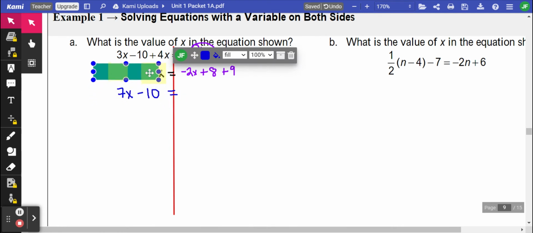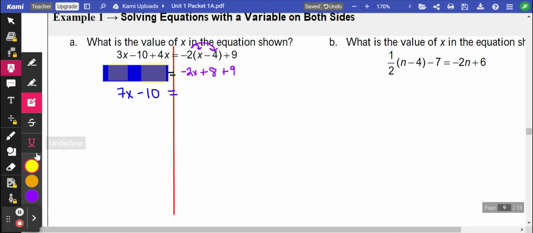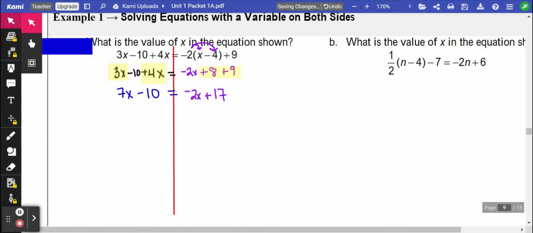I'm going to move this box over. We're going to ignore that side now, and we're going to focus on simplifying the right side. I noticed that I don't have any other x's, but I do have a +8 and a +9. So I'm going to go ahead and combine those two together. Since there weren't any x's, we're going to do -2x and bring it down. And then +8 plus 9 gives me a +17. I didn't change any signs there when I did that. I just combined them together.